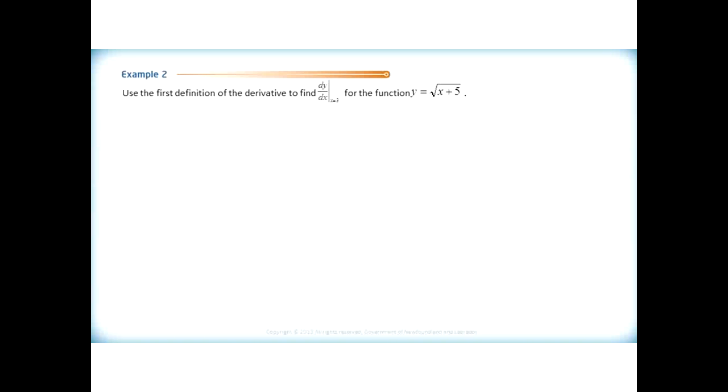So look at this second example. It says use the first definition to find dy over dx, and we've got an interesting notation here: dy over dx, and then this vertical bar with x equals 3. What that means is just find the value of the derivative, or the slope of the tangent, at exactly x equals 3. So that's going to be the limit as x approaches 3 of f of x minus f of 3 all over x minus 3.